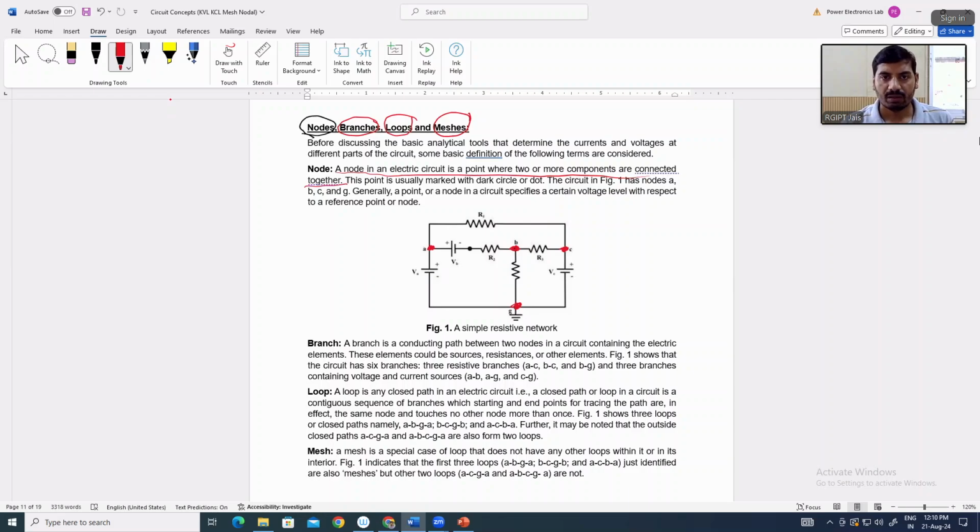In a circuit, among all nodes, while circuit solving, we will make a separate node as a reference node. Reference node means we will assume the voltage at this node is 0. You can see that here ground is connected. When ground is connected, the voltage at this node is 0. So this is assumed as a reference node.